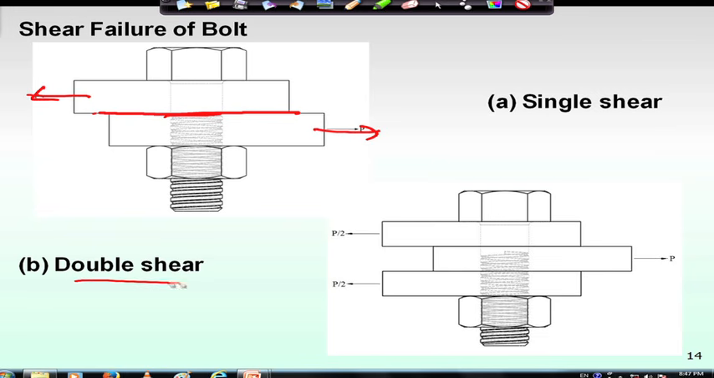Then in case of double shear, we have two shear planes. This is one shear plane, another shear plane is this. One is passing through the threaded portion, another is passing through the shank portion. So, here double shear failure may happen.